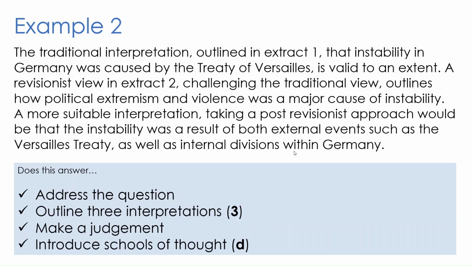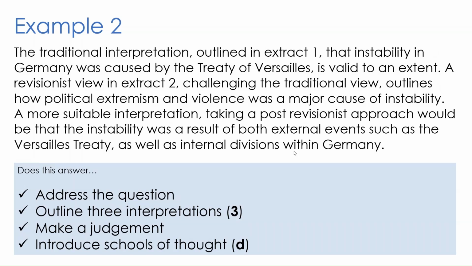If we have a little look at this together: the traditional interpretation outlined in Extract 1, that instability in Germany was caused by the Treaty of Versailles, is valid to an extent. A revisionist view in Extract 2, challenging the traditional view, outlines how political extremism and violence was a major cause of instability. A more suitable interpretation, taking a post-revisionist approach, would be that the instability was a result of both external events, such as the Versailles Treaty, as well as internal divisions within Germany.